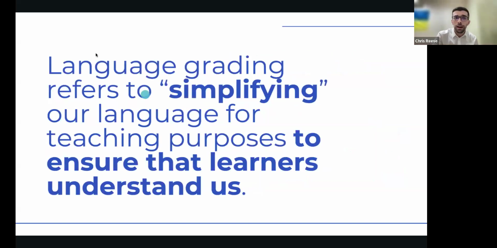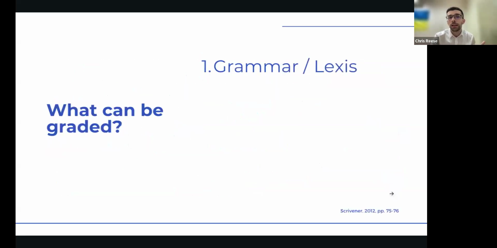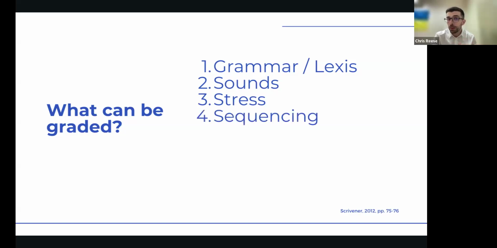And when we talk about simplifying the language for teaching purposes, we're really thinking about making sure that learners understand us. Absolutely fine. No one's complaining. We could even look at things like grading our grammar, picking simpler structures. We could look at grading sounds, so maybe disconnecting our connected speech, avoiding contracted forms or weak forms, things like that. We could include more stresses in the sentence to make it easier for the students.